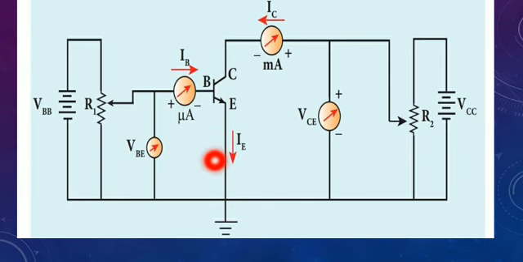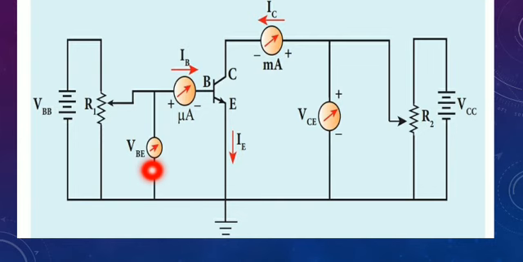So this is the emitter, which is common. That's why it is the emitter common mode. There is a milliammeter connected in the collector to measure the collector current. In parallel, we connect one voltmeter to measure VCE, the collector emitter voltage, and the output is connected to a resistance and the collector voltage. These are all common because it is the common emitter mode configuration.